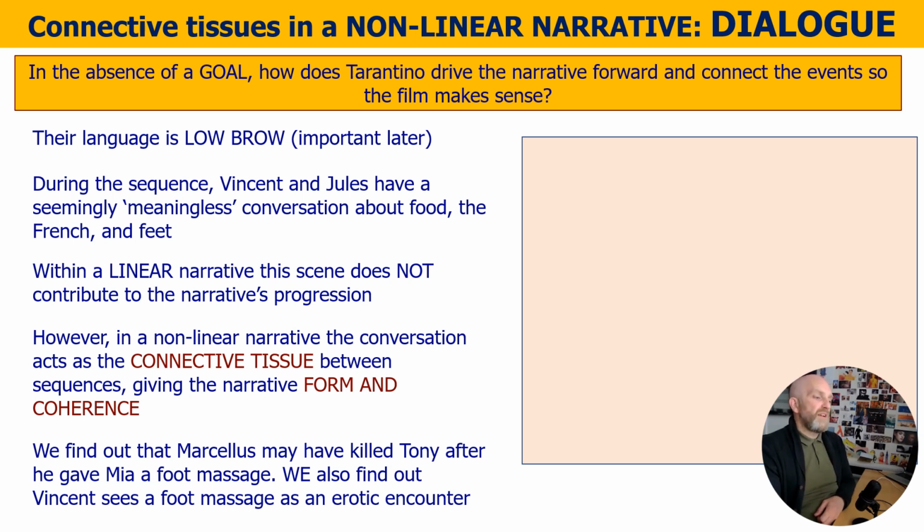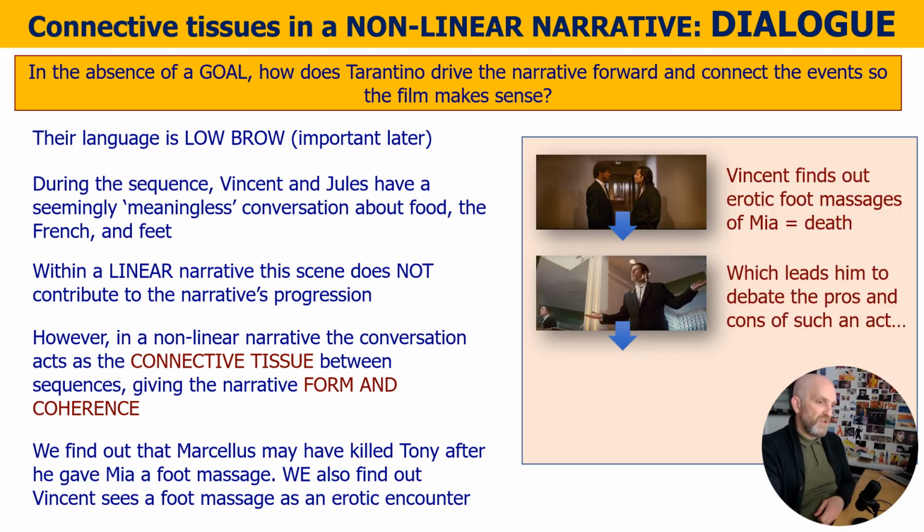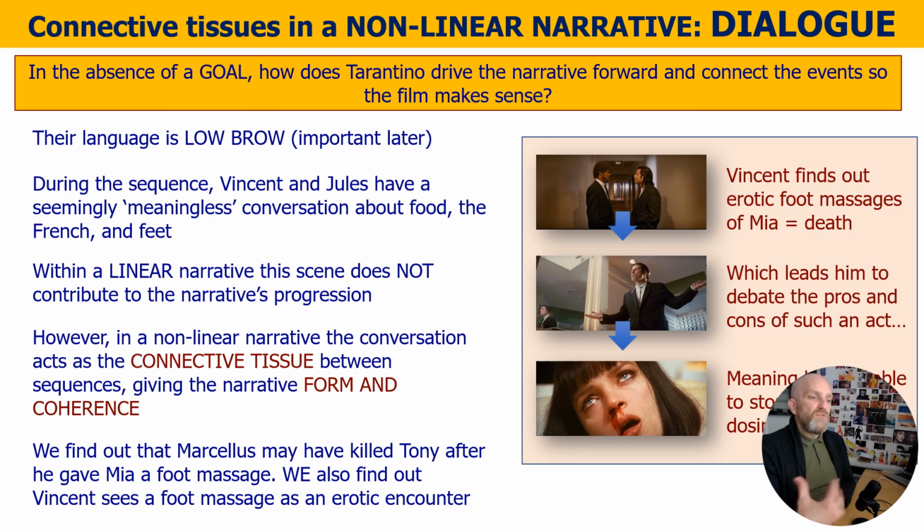We find out that Marcellus may have killed Tony after he gave the foot massage. We also find out Vincent sees a foot massage as an erotic encounter. So the only reason we understand what happens later, or one of the main reasons, is this conversation. That helps us understand why he's having a conversation in the mirror. Should I do it? Should I not do it? While he's having that conversation, that allows Mia to take the drugs and have an overdose. So that sequence makes sense because of what happened in this scene, the dialogue.